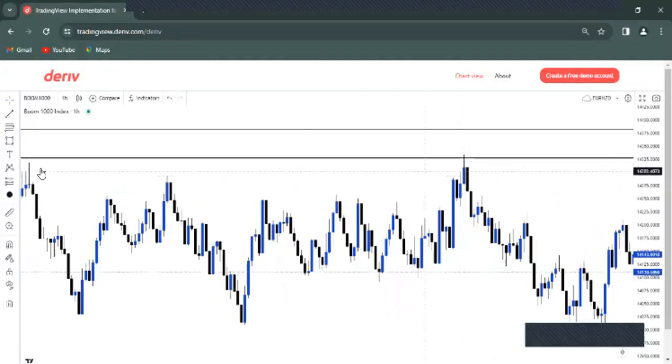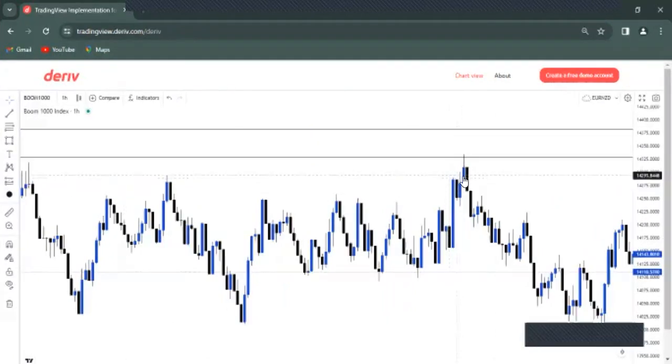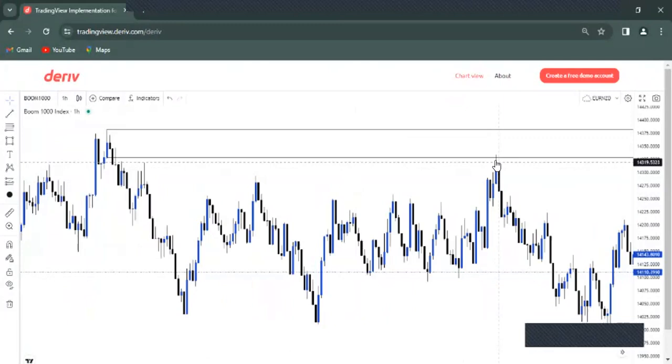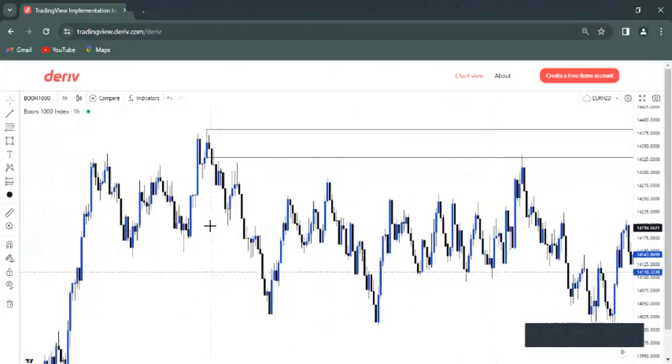It is much better than the non-refined supply zone. In the supply zone, you would have to enter somewhere here and you'd be caught in more drawback. With an order block it becomes much more precise. It reduces your risk to reward ratio to a better outcome.